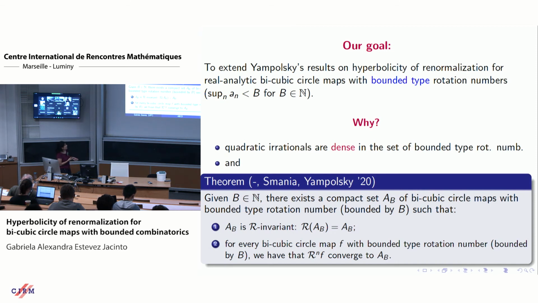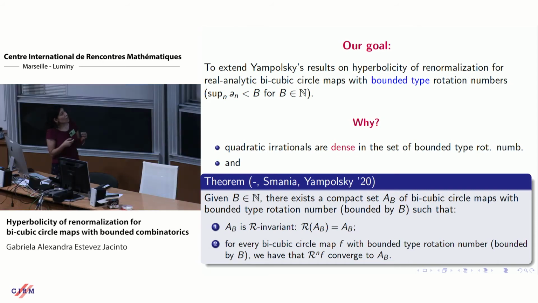And second, because we have a theorem, joint with Daniel Smania and also Michael Yampolsky, that you have a compact set of bicubic circle maps, all of them with bounded type rotation number.